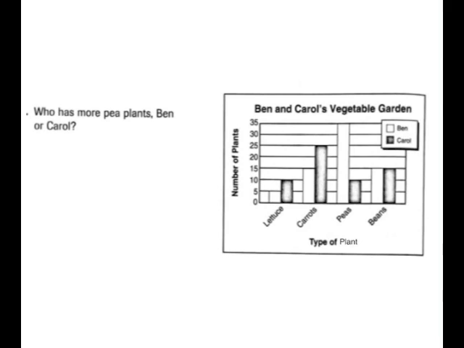Hi, I'm Emma, and our problem was who has more pea plants, Ben or Carol? So we know that Ben is the light one and Carol's the dark one. So we look at the pea plants, and we find out that Ben is the light one, so he has the tallest one. So your answer is Ben.